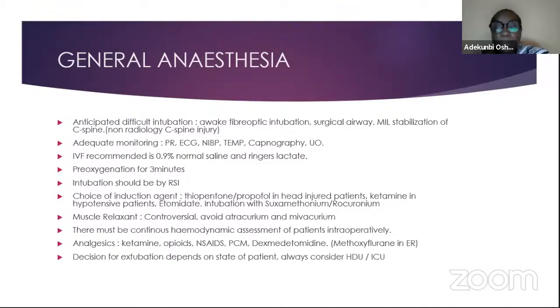The drug that is advocated more for hemodynamically unstable patients is etomidate. Although there's a problem of adrenocortical suppression, it has been said that if a dose of 0.2 milligram per kg is given as a single dose, then there is reduced risk of adrenocortical suppression. Also, the myoclonic jerks that occur in these patients, especially head injured patients, mimicking seizures, can be mitigated when we give suxamethonium.